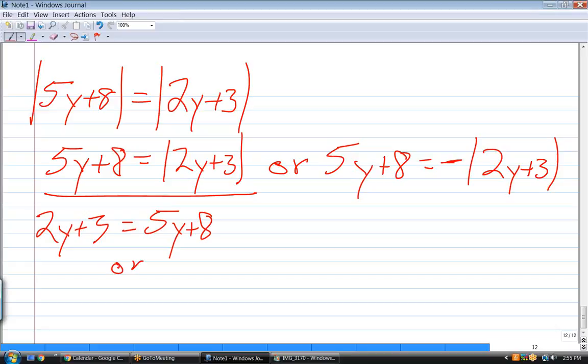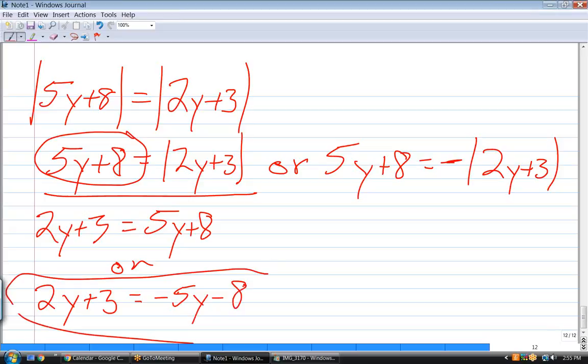Or, no, never change what's inside the absolute value markers. Never. So it'd be 2y plus 3 equals the negative of that. What is the negative of that? Minus 5y minus 8. Correct. Now, we can solve that real easy. I got 7y equals 11. Y equals minus 11 sevenths.